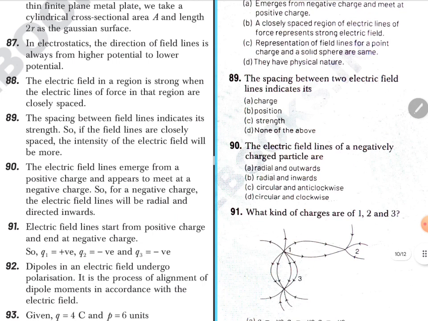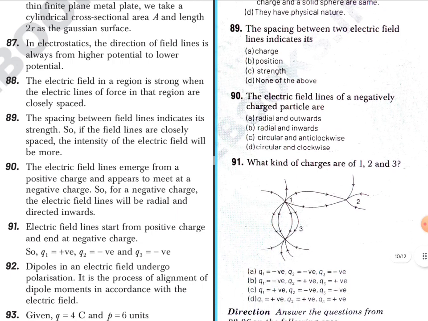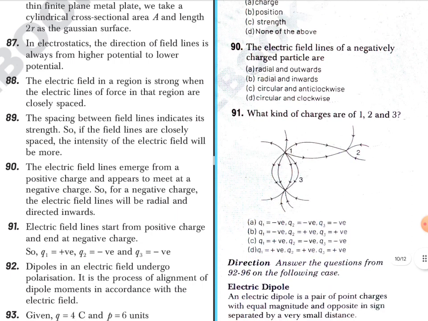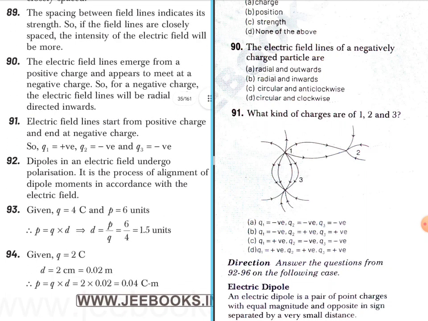90th question, the electric field lines of negatively charged particles. Electric field lines of a negatively charged particle are directed inward, radial and inward. So then that's option number B. 91st question. The electric field lines start from positive and end at negative.